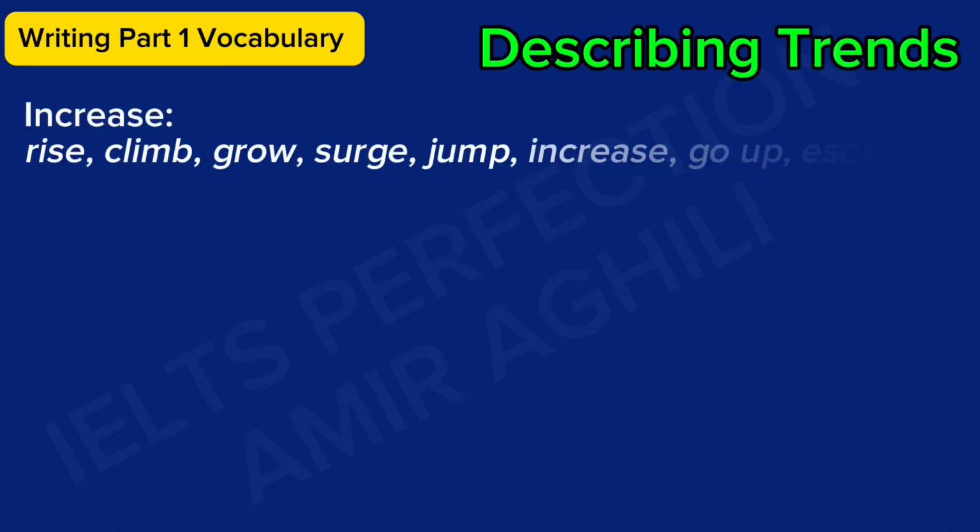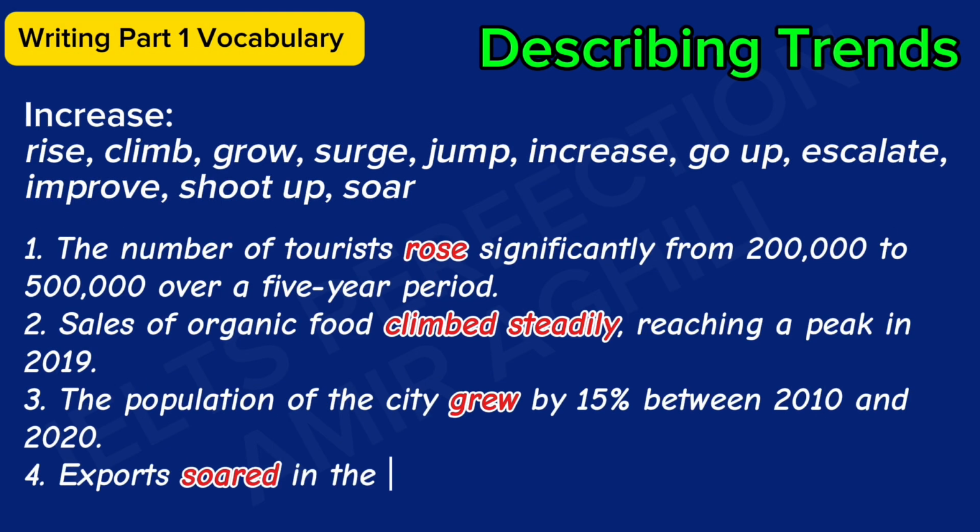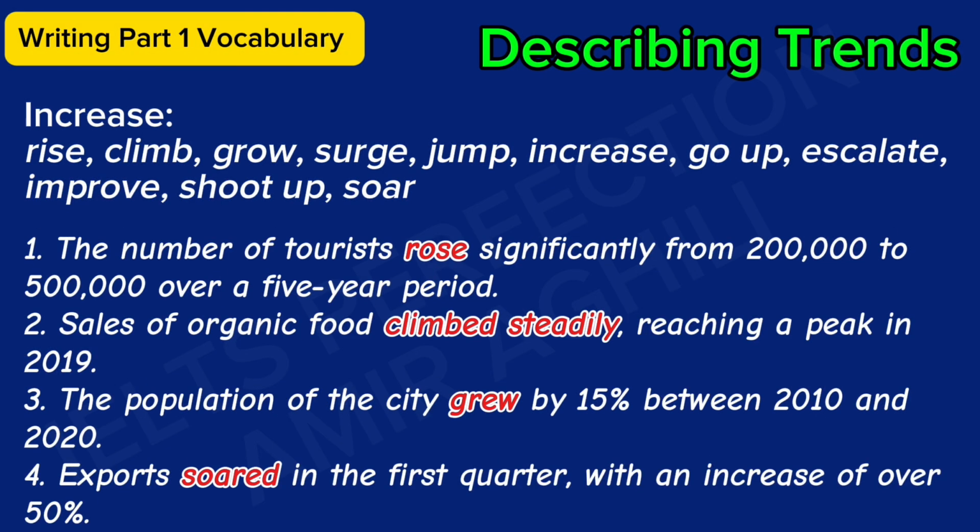The first category is increase. You can use the words rise, climb, grow, surge, jump, increase, go up, escalate, improve, shoot up, and soar. 1. The number of tourists rose significantly from 200,000 to 500,000 over a 5-year period.